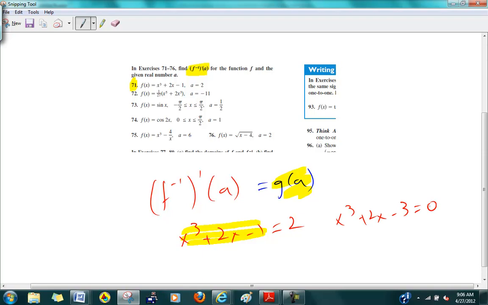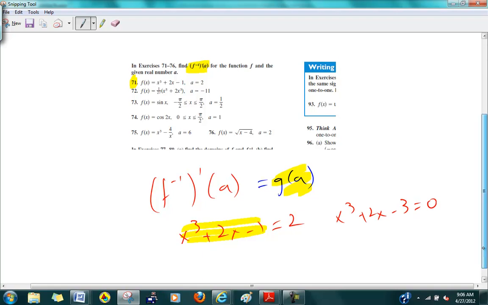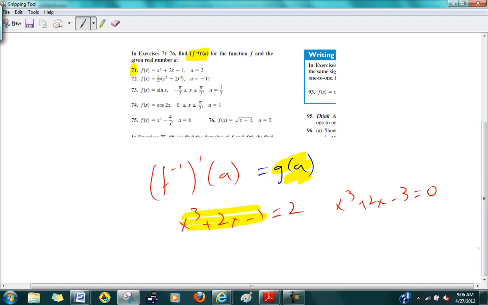And you should be able to solve this equation just by inspecting it, just by looking at it.